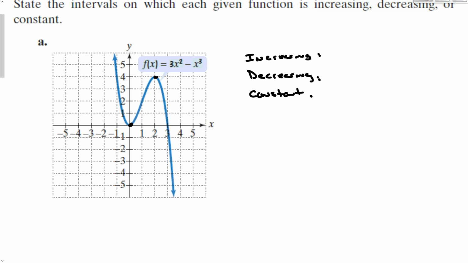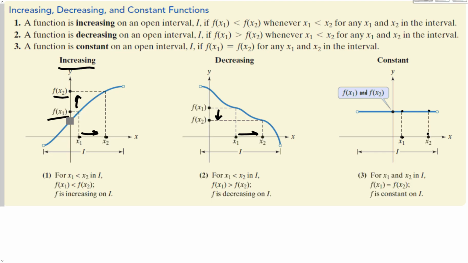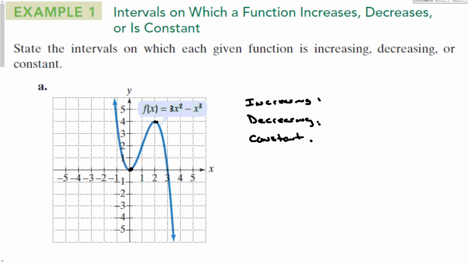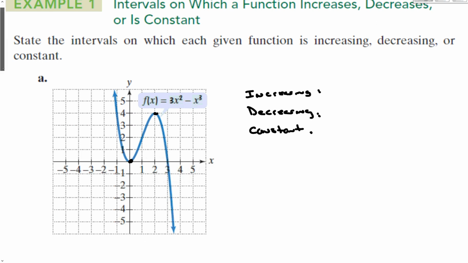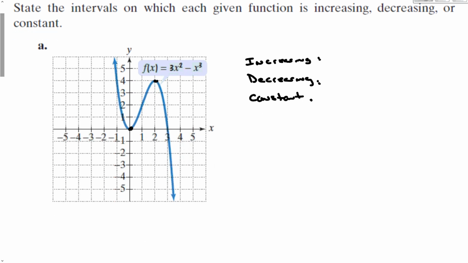Okay, when we're talking about increasing and decreasing and constant, when we're talking about functions, we're always going to be talking about what's happening between my x values. My f of x values, my y values, tell me what's going on. Is it increasing, is it decreasing, or is it constant? But my x values is what I would use for the interval. So for increasing, this function is increasing from x equals 0 to x equals 2. So from 0 to 2.